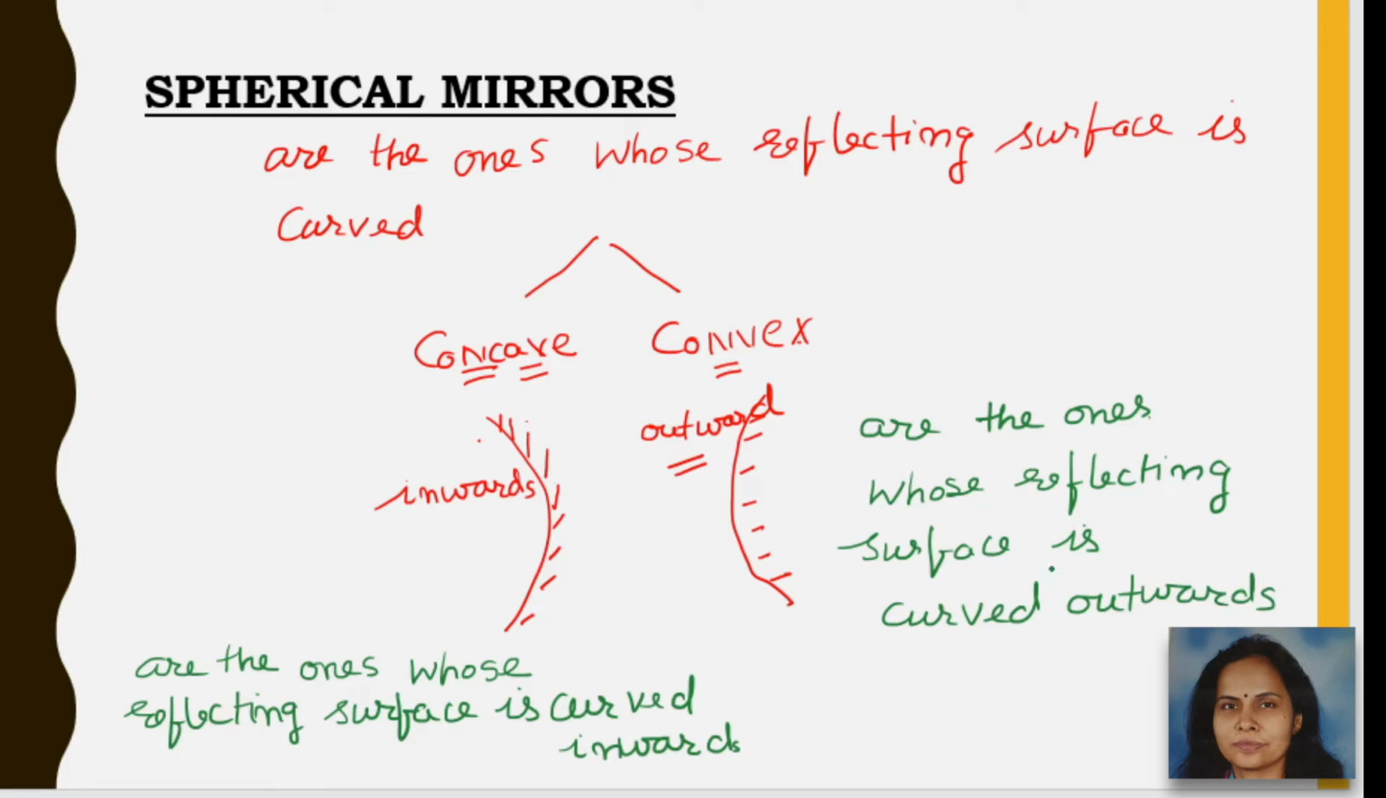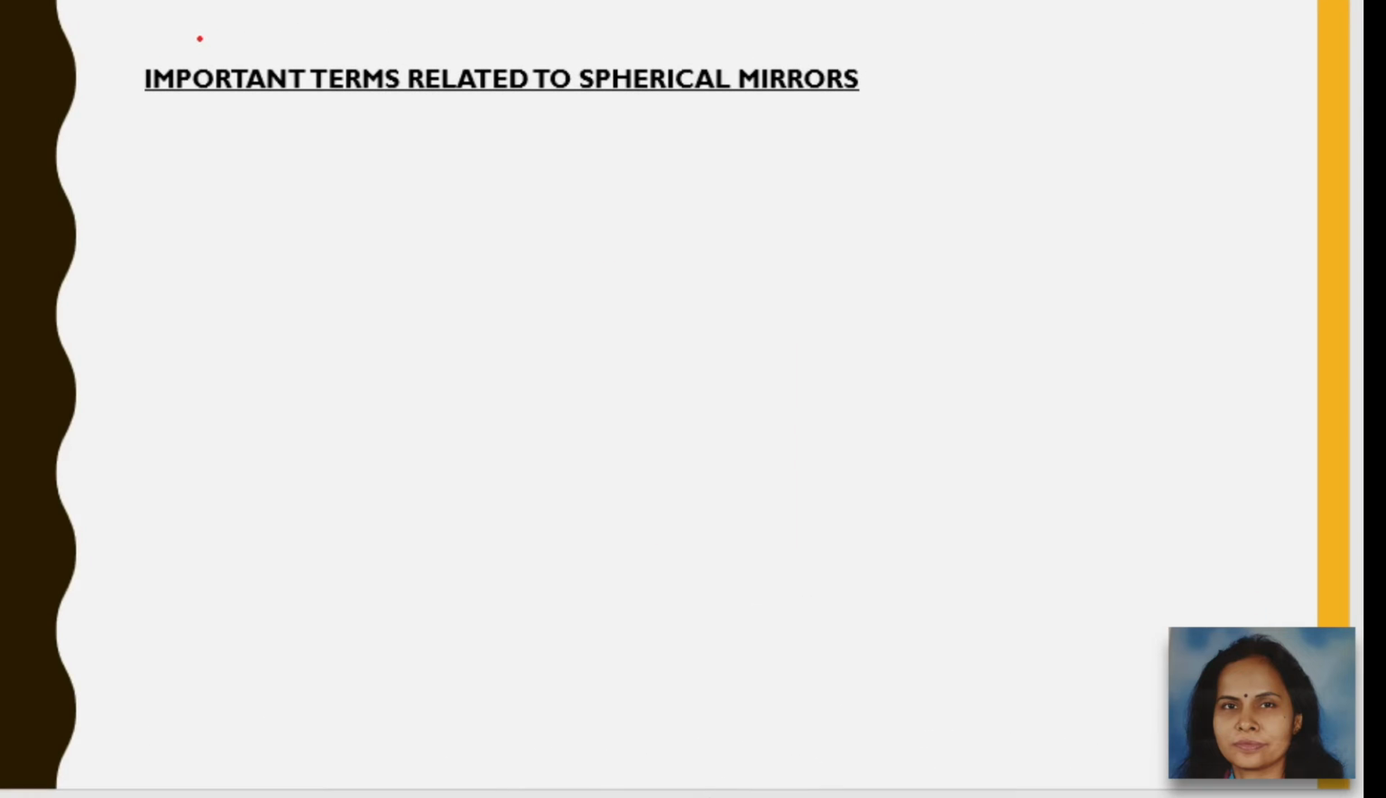Right? So these are the two types of spherical mirrors, concave and convex. So again, just to remind you, don't forget to put the dashes on the non-reflecting surface. So next, move on to important terms related to spherical mirrors. First we'll consider the concave mirror.